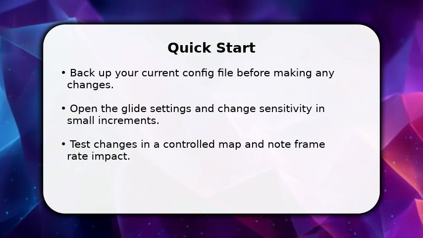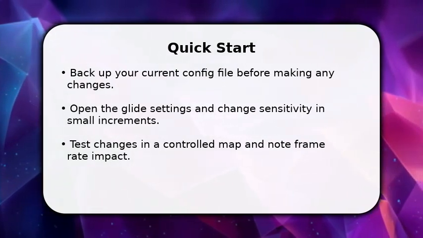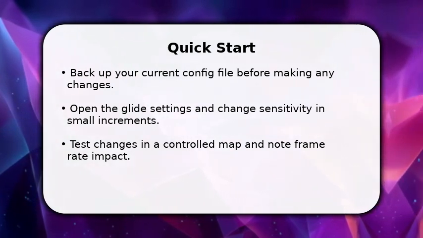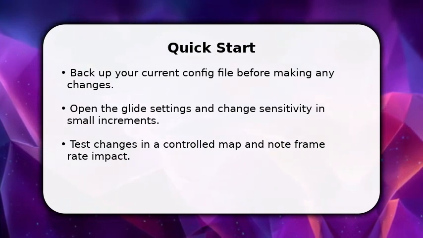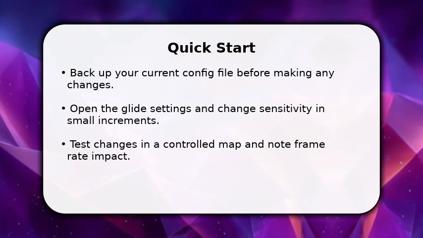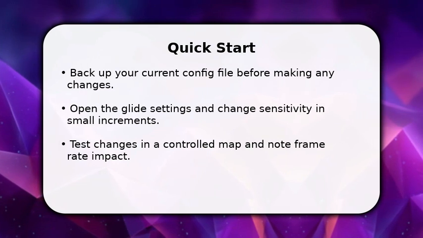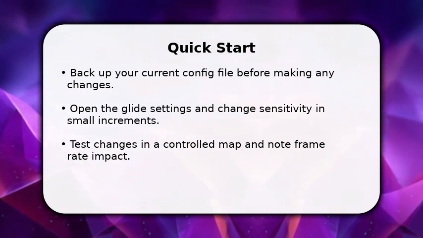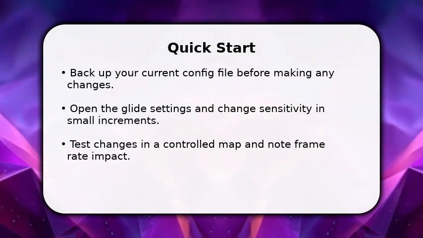In this video, I will show how to get SuperGlide config step by step. Start by backing up your config file, then open the glide settings and make conservative changes to sensitivity, smoothing, and interpolation. Save each version separately, test in a practice map, record frame rates and input feel, revert if stutter appears, and iterate with 1 to 5% adjustments until movement is consistently smooth and stable across sessions.